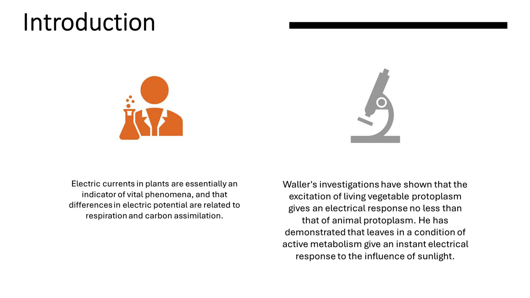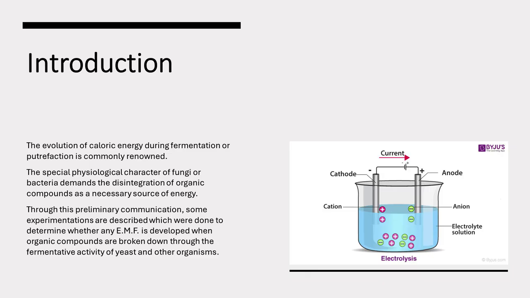Introduction. Electric currents in plants are essentially an indicator of vital phenomena, and differences in electric potential are related to respiration and carbon assimilation. Waller's investigations have shown that the excitation of living vegetable protoplasm gives an electrical response no less than that of animal protoplasm. He has demonstrated that leaves in a condition of active metabolism give an instant electrical response to the influence of sunlight. The evolution of caloric energy during fermentation or putrefaction is commonly recognized through this initial communication.